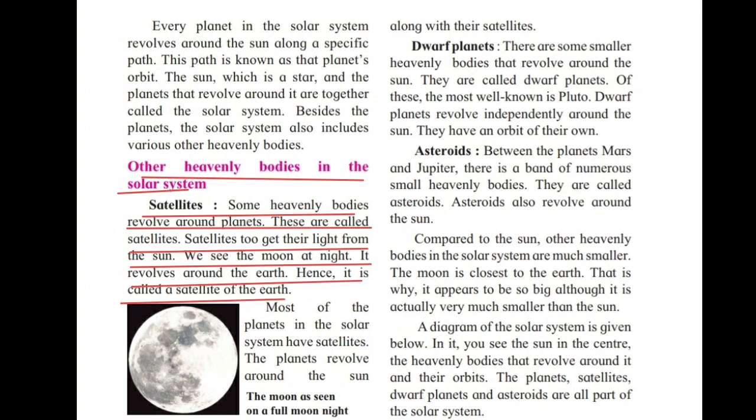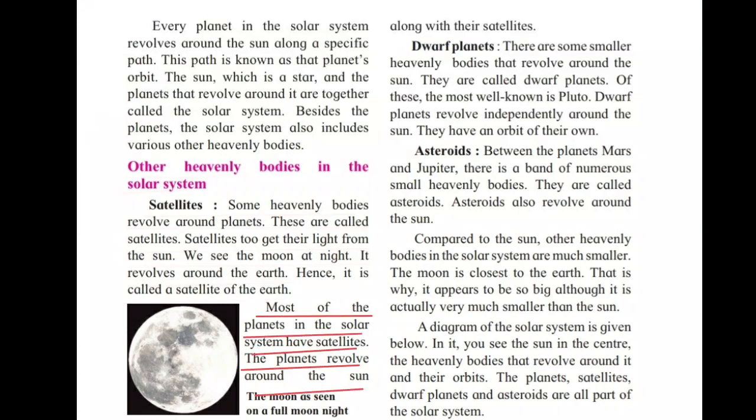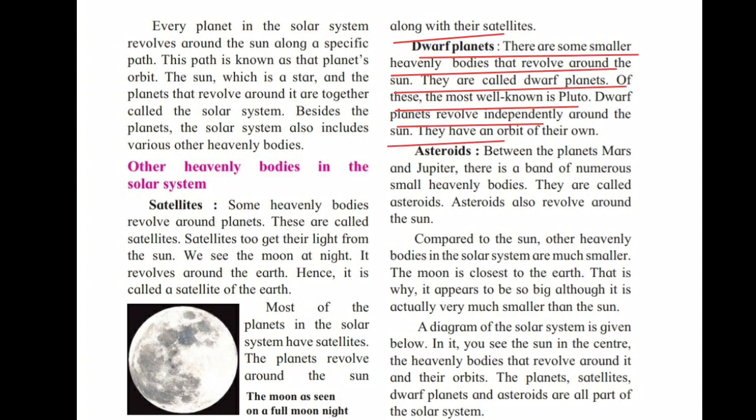Satellites. Some heavenly bodies revolve around planets. These are called satellites. Satellites get their light from the sun. We see the moon at night. It revolves around the earth. Hence, it is called a satellite of the earth. Most of the planets in the solar system have satellites. The planets revolve around the sun along with their satellites.